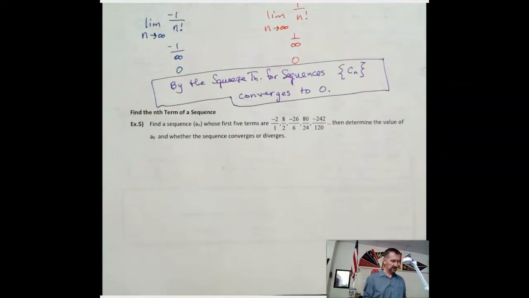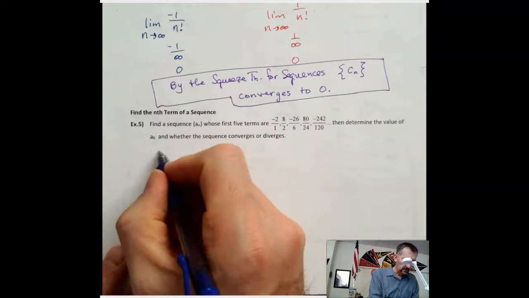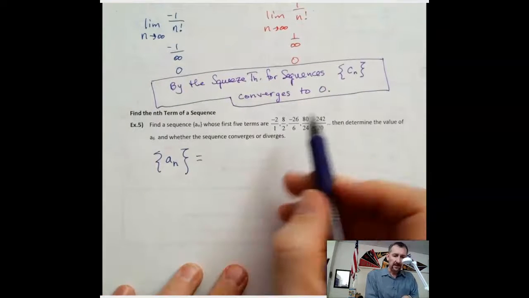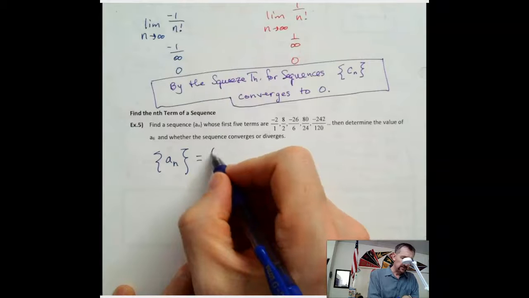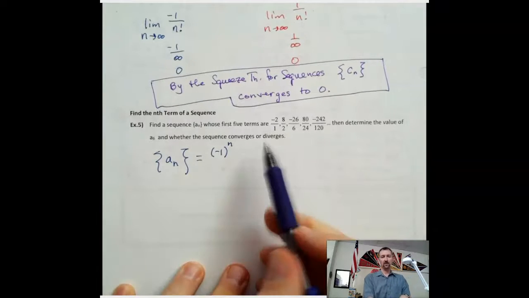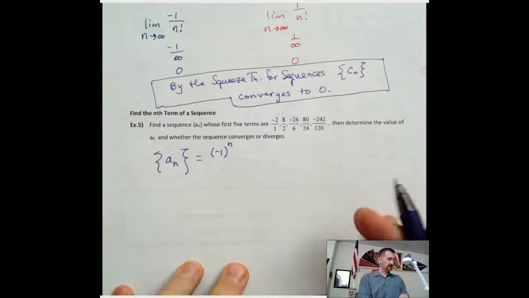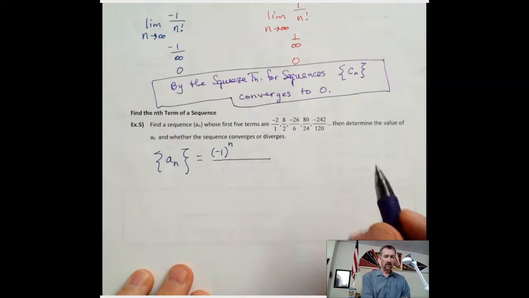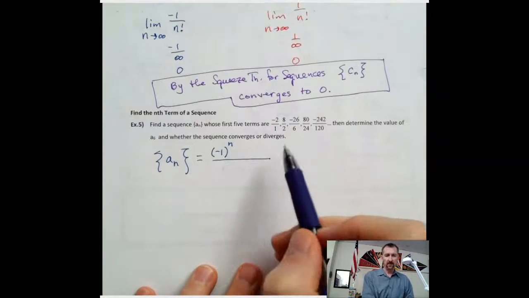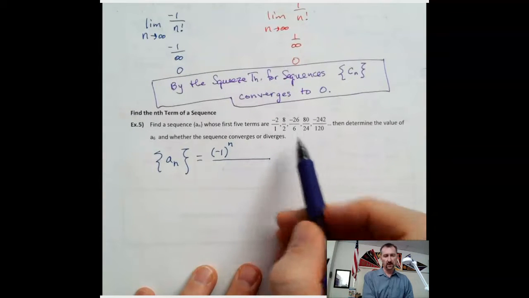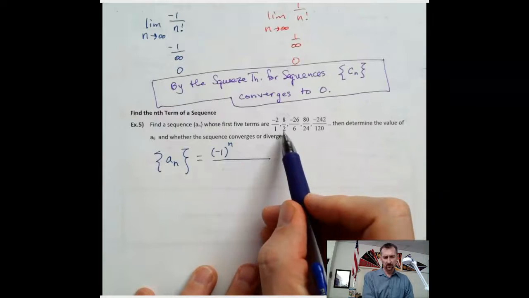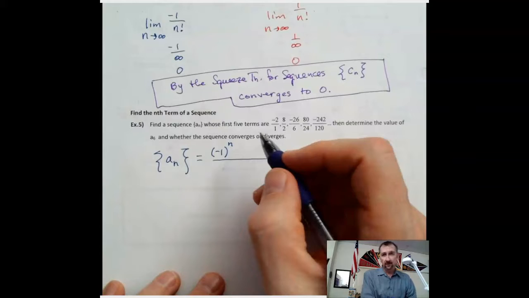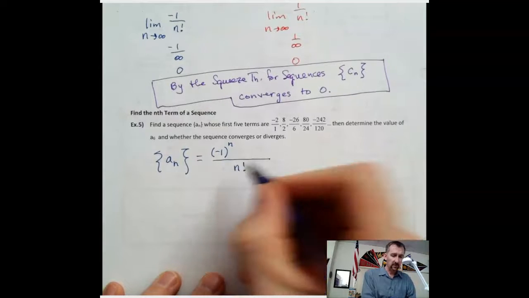Find the nth term of a sequence. So a sub n. Now I can see that this is alternating. So I can put a -1 in there to the n power because the first term is negative, so if I put a 1 in there, I've got that covered. Now, if you look at the denominator there, you might notice a pattern there. 1, 2, 6, 24. So multiplying by 2, multiplying by 3, multiplying by 4, multiplying by 5, that's factorial. So that's just going to be n factorial.